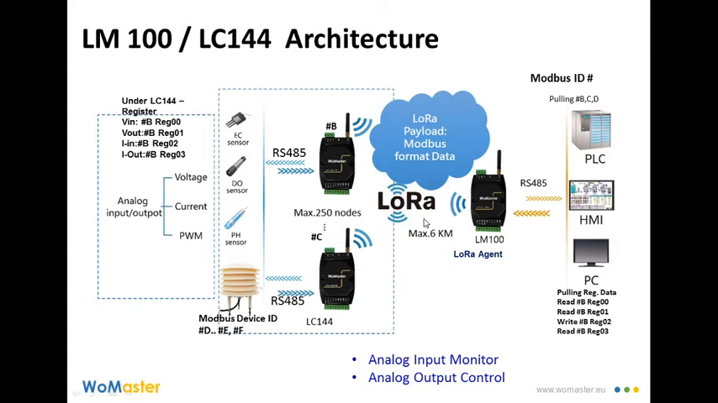The distance can be up to 6 km and the network scope is around 215 nodes. Of course, considering better performance in the real application, usually users don't use so many nodes in one subnet. At the end, LM100 will send the data back to the connected devices by the RS485 with the Modbus RTU. The connected devices are like HMI, PLC, PC, these devices.